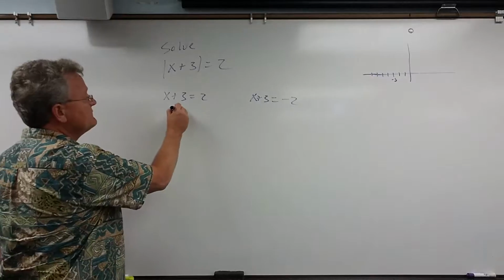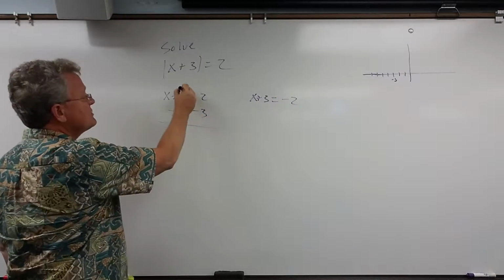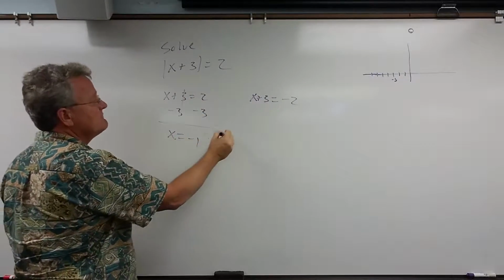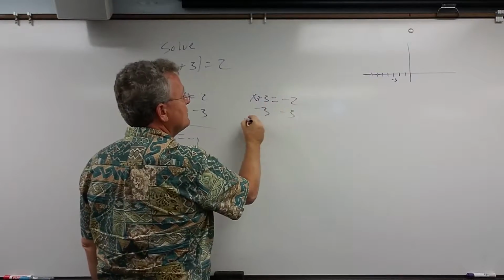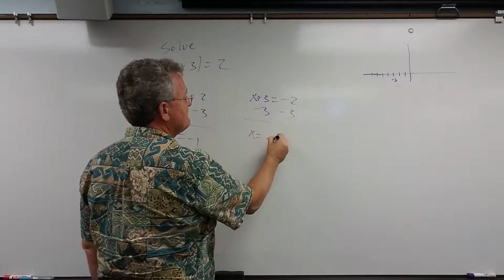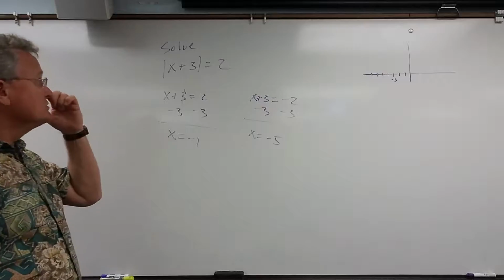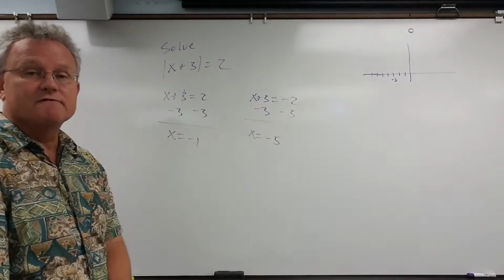So we solve this very simply by subtracting, and we get negative 1. Here we end up with negative 5. So the solution to that is negative 1 and negative 5.